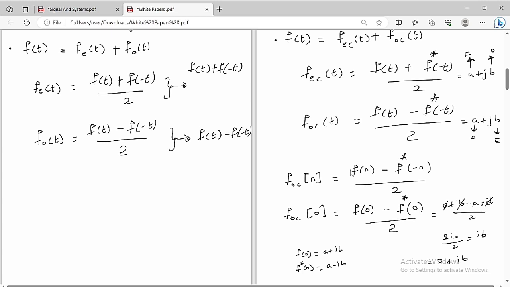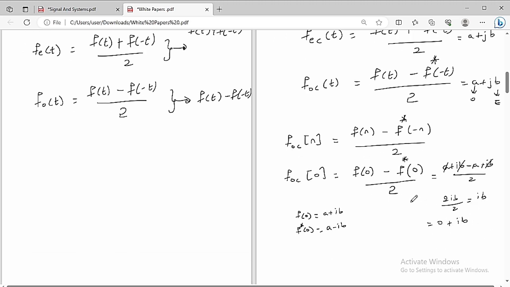And the real part is odd and the imaginary part is even. I've already told you the real part is always odd and the imaginary part is even. So as you can see, for the odd conjugate signal, the real part is always odd and the imaginary part is even. At n equal to 0, what is the value you are going to get? Purely imaginary. So for FOC of n, the sample at n equal to 0 is purely imaginary, and the real part is always odd and the imaginary part is always even. This point you always have to keep in your mind.